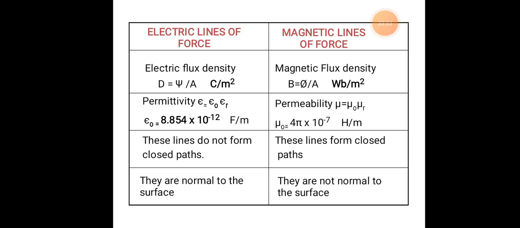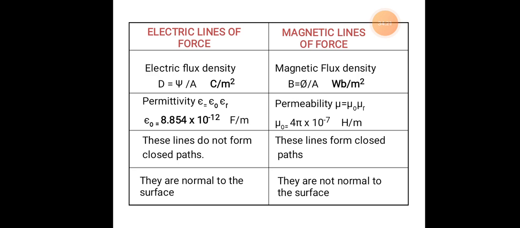In electric lines of force, electric flux density, represented by capital D, is equal to electric flux per area, in coulomb per meter square. Magnetic flux density, B, is equal to magnetic flux per area, in Weber per meter square.